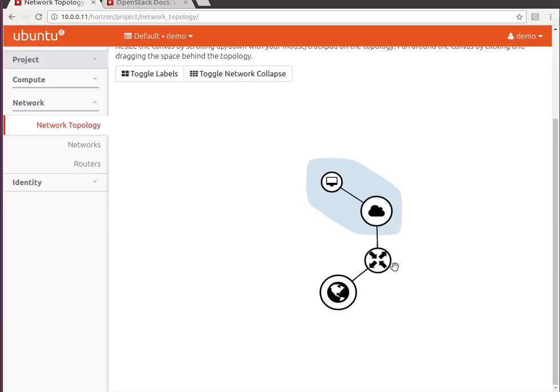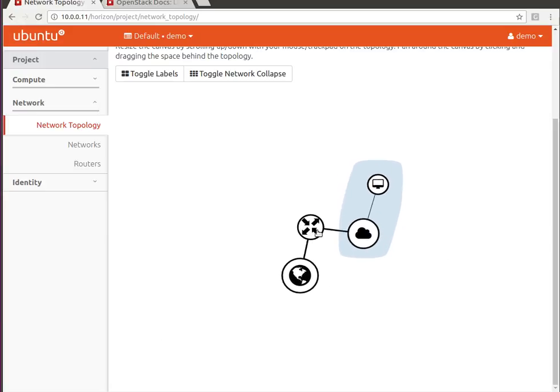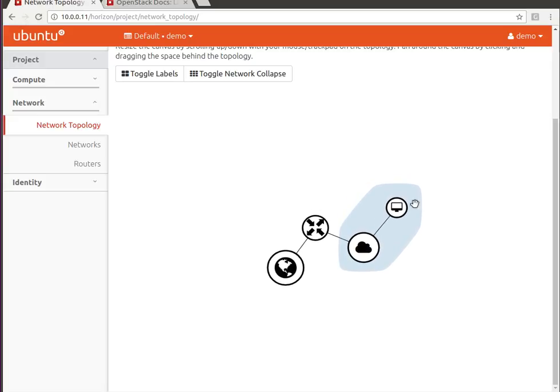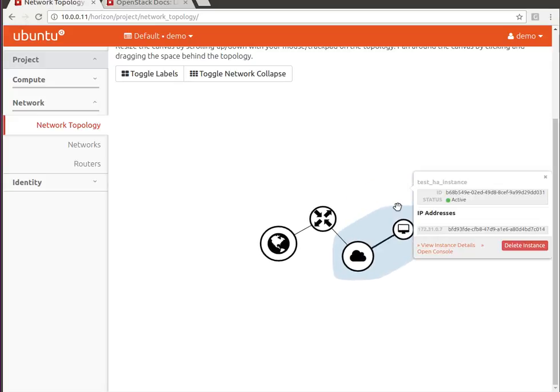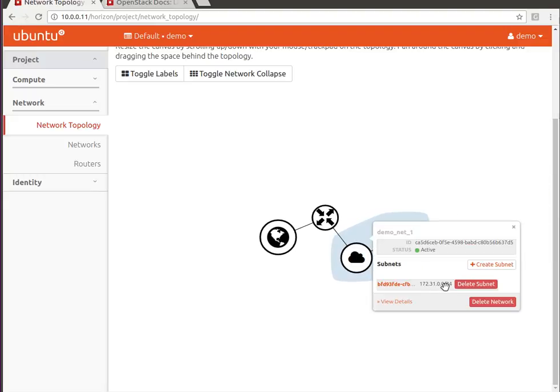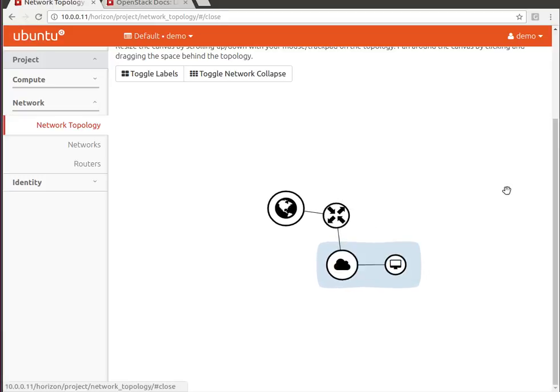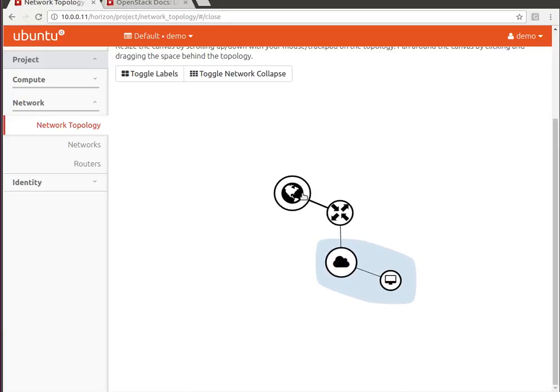Take for example this tenant. He has a very classic setup: an instance with a floating IP, a network with an associated subnet, in this case 172.31.0.0, a gateway for that network, which is a router with IP 0.1. The router also has an interface on the external network.